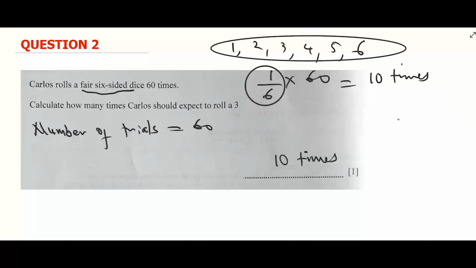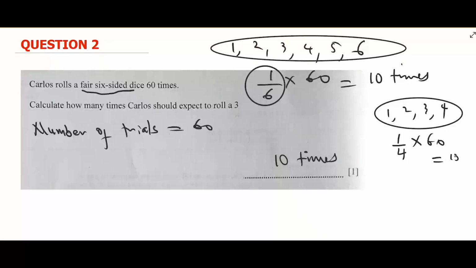Okay, so let's say we have a 4-sided die now. You have 1, 2, 3, and 4. If it is rolled 60 times, what will be the number of times a 3 can show up? In this case, it will be 1/4, because we have a 4-sided dice, times how many times? 60 times, and in this case it will be 15 times.